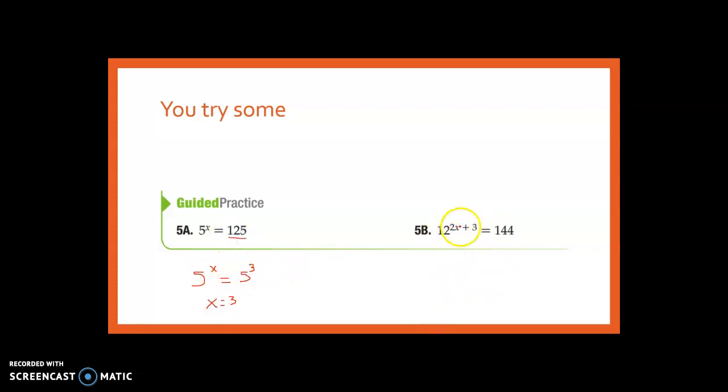Same thing here. This one's actually not too bad. Hopefully, you can see it right away. The 144 I can say is 12 squared, and that gives me the same base. So I get 12 to the 2x plus 3 equals 12 squared. I've got about 45 seconds to solve this problem. Now that the bases are equal, the exponents are equal, and that's the problem I'm solving: 2x plus 3 equals 2. I'm going to subtract 3 from both sides. And I get 2x equals negative 1. And I divide by 2. And that happens to be my answer right there. x is negative 1 half.